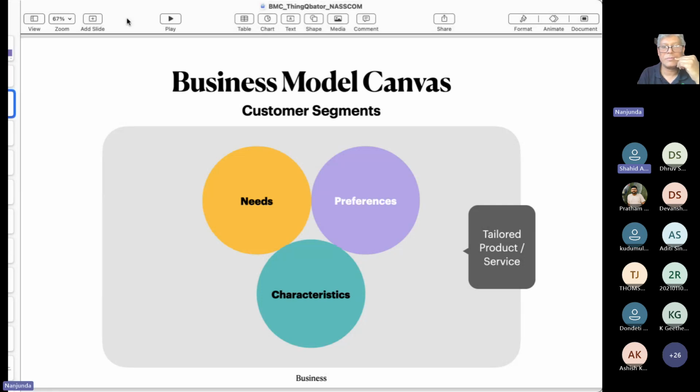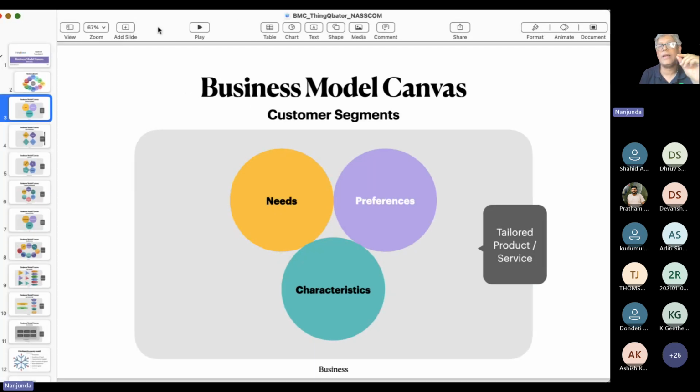The need. So the only thing I urge you is to pay more attention when you do this exercise for whatever is your business idea, because a whole lot of your business model will depend on how you identify a customer need, how you identify a customer's preferences, and how you identify those characteristics which determine the need and preferences.